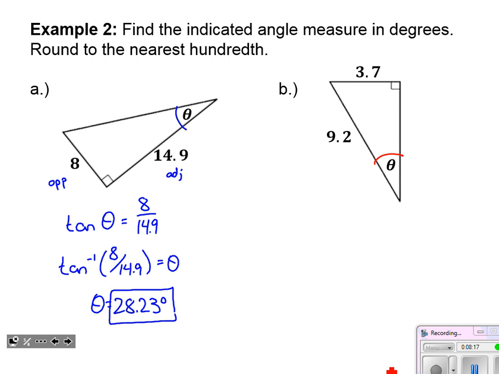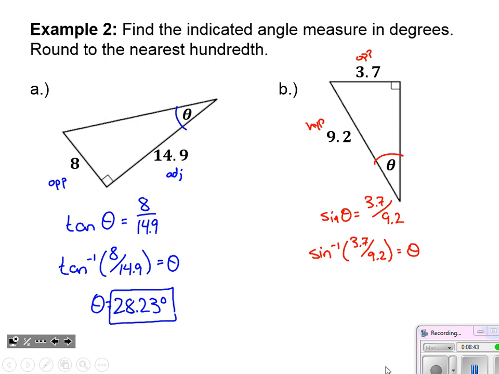Letter B, from this angle, I've got my opposite side and my hypotenuse given. That means the sine of that angle is the ratio of opposite over hypotenuse. And if I'm trying to find the angle, I want that angle as an output. I want sine inverse of that ratio to get that theta to come out. To the calculator we go. Sine inverse 3.7 divided by 9.2, and I get 23.71 degrees.